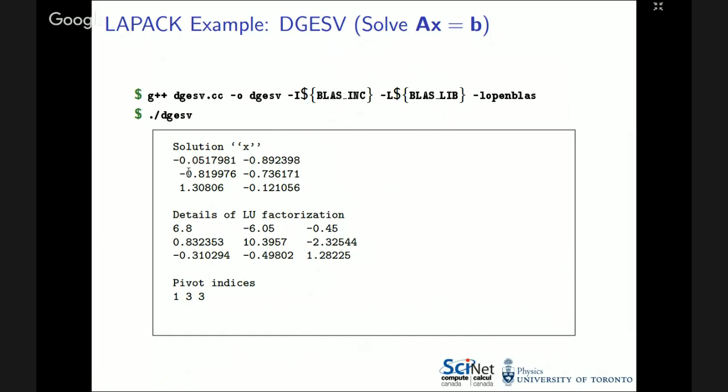So this is the solution. When you compile again, just include the BLAS libraries and OpenBLAS, and then you get the solution, the vector of solutions, and the details of the factorization. So this is how the LU decomposition of the original matrix looks, and the pivoting indices. So the operations that it has done for switching between the original matrix to this matrix.